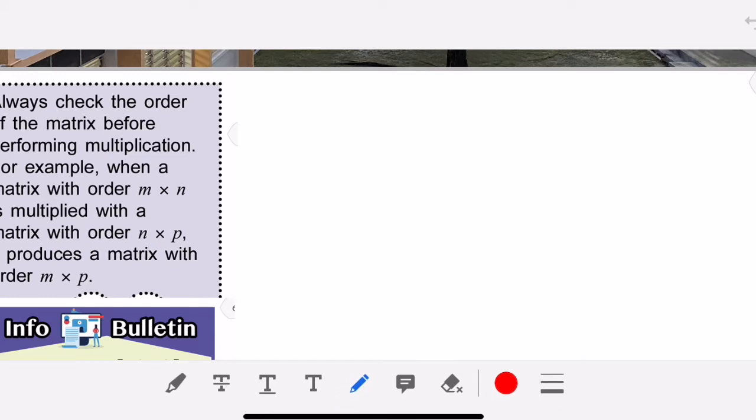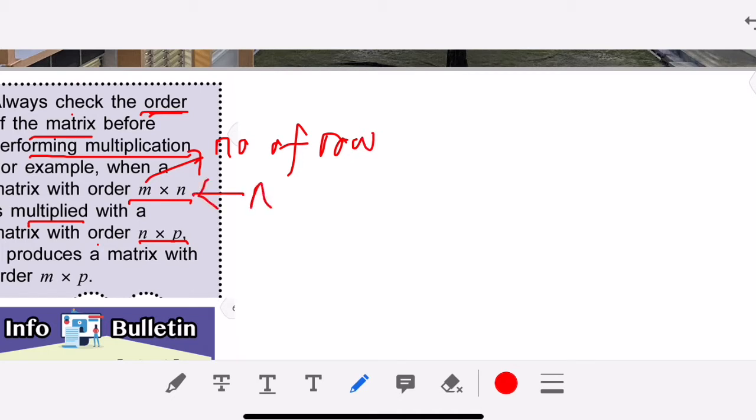In order to multiply two matrices, you need to check the order of the matrices before performing the multiplication. For example, you have a matrix of order m times n, and it is going to multiply with a matrix of order n times p. M is the number of rows and n is the number of columns.